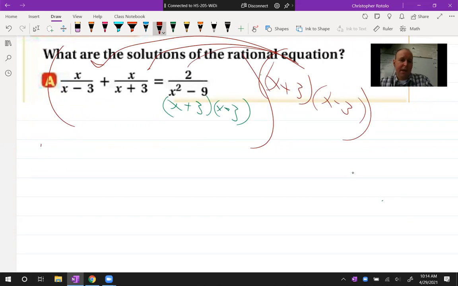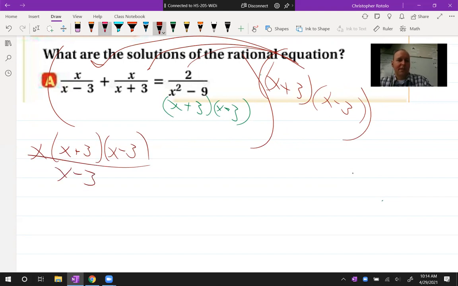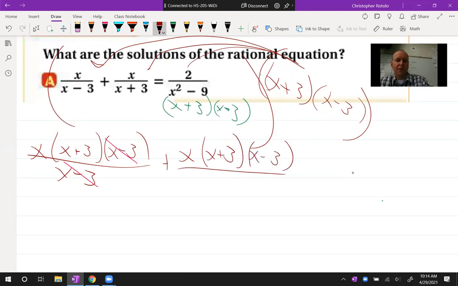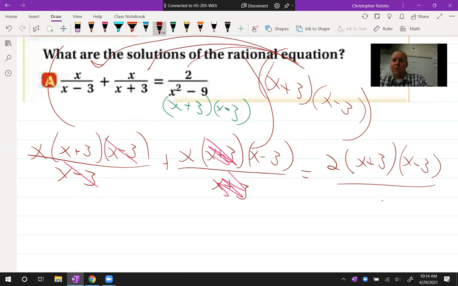So here's what we got. We got x times x plus 3 and x minus 3. What's it over top of? X minus 3. So what happens? There goes the x minus 3. I've eliminated the fraction. So do that again, plus x, x plus 3, x minus 3. As we distribute here, it's over x plus 3. And this time we'll get rid of x plus 3. So no more fraction. And it equals 2x plus 3, x minus 3, and it's over top of x plus 3 and x minus 3. So I'm going to change color marker here.